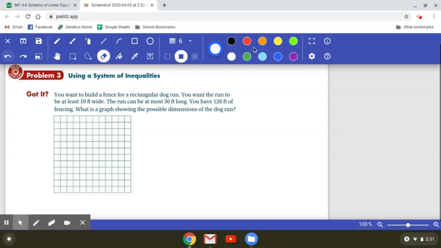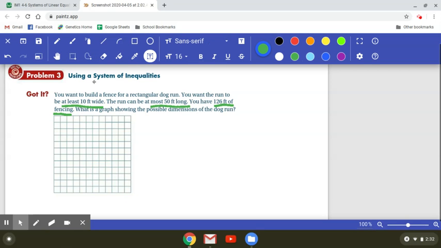So let's stop and consider some stuff first. First we need at least 10 feet wide, all right? And then we need at most 50 feet long, and we have 126 feet of fencing. All right, so we know that this is in the section of systems of inequalities, so we're going to have to make a couple of equations. So the first thing that we need to do is assign variables. We're going to use Desmos, so let's say that x equals how wide something is, and y equals how long something is, all right?